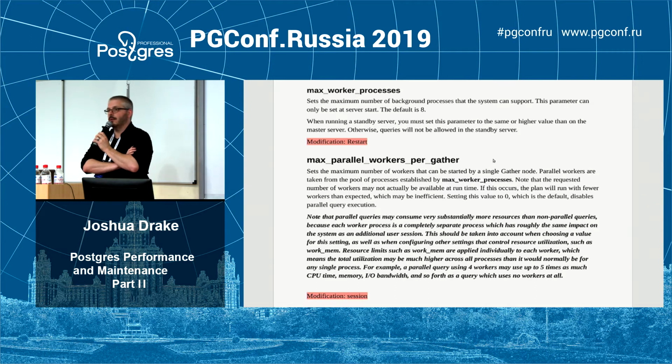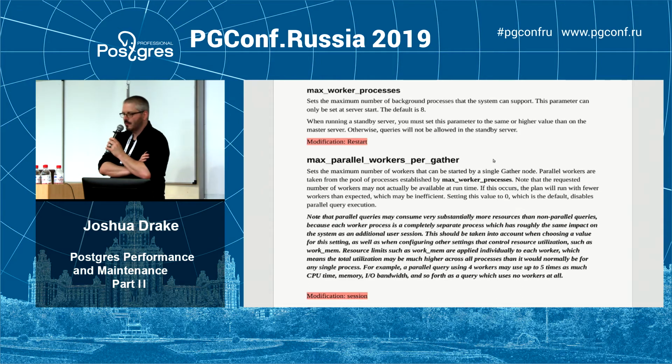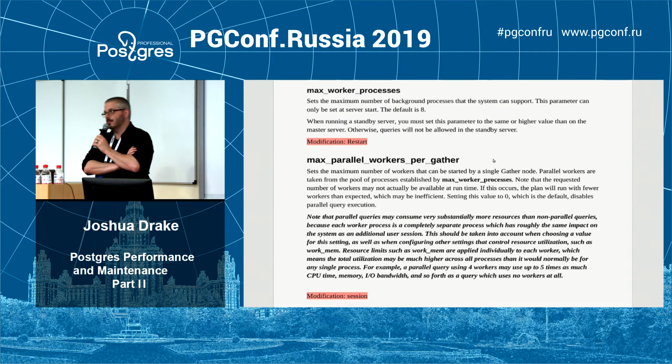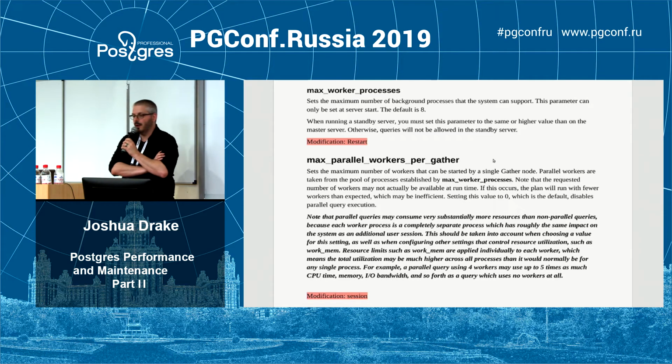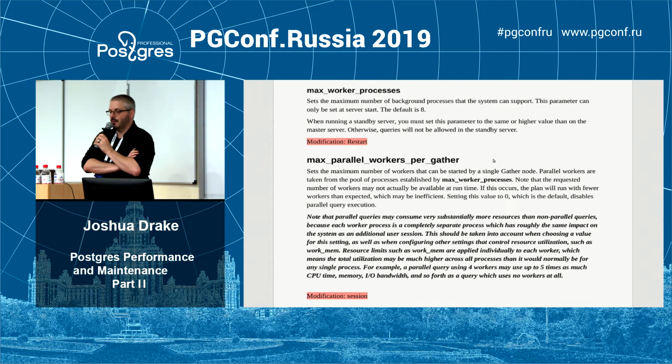So if you're using parallel query, which is actually quite mature in 10 and 11, it's not real mature in 9.6. If you don't have enough max worker processes, other things won't work. You'll just run out of resources. Max parallel workers per gather sets the maximum number of workers that can be started by a single gather node. Parallel workers are taken from the pool of processes established by max worker processes, which was the previous one we just talked about. Note that the requested number of workers may not actually be available at runtime. If this occurs, the plan will run with fewer workers than expected, which may be inefficient.